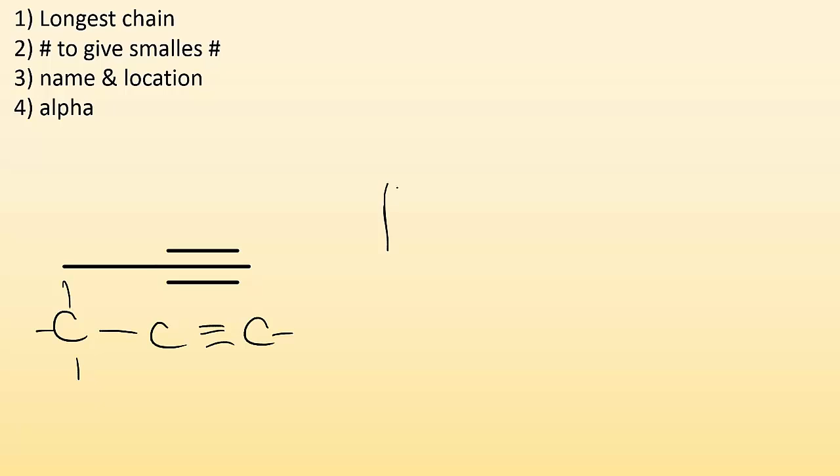So I have 3 carbons, so it's prop. I got a triple bond, yne, and I don't need a number because it can only be in one place. If it wasn't here, it'd be here, and it's really just the same thing, just turned around. You're looking at it from the other side. So what if they told me I had 2-hexyne?